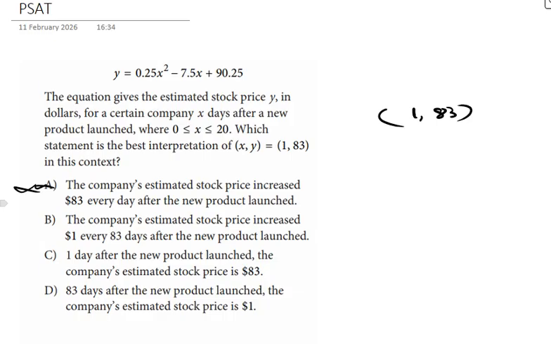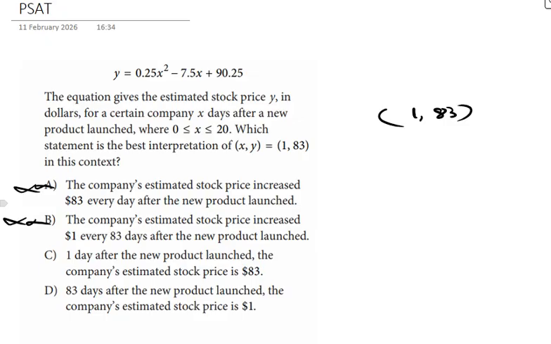Okay. Now come to option B: the company's estimated stock price increased $1 every 83 days after the new product launched. So this is also incorrect. Again, this is talking about a rate. The point (1, 83) does not describe the change over time. It simply gives one value at one time. So option B is also incorrect.